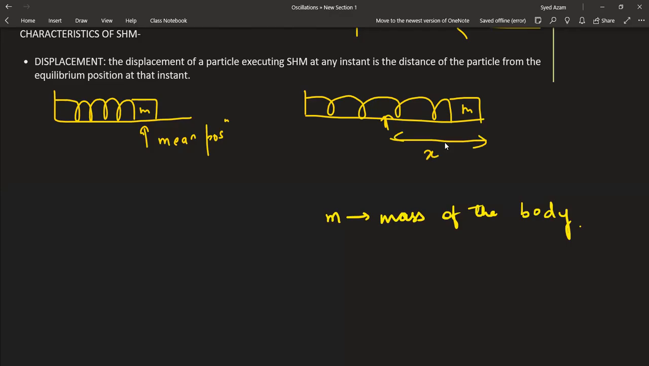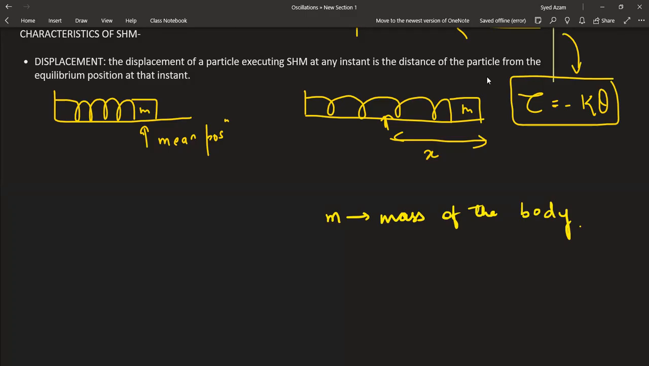One more thing, class, I forgot to tell. The way F is equal to minus kx is there for linear motions, for linear translations, like translational motions. If it is rotational, instead of force, you will write torque. Torque will be minus k theta, because theta is the angular displacement. Torque is the angular force. So this is also valid. Okay, same thing for that.